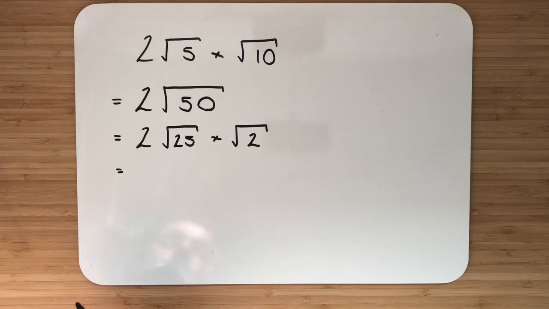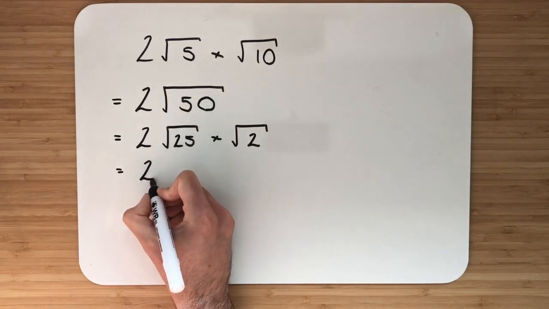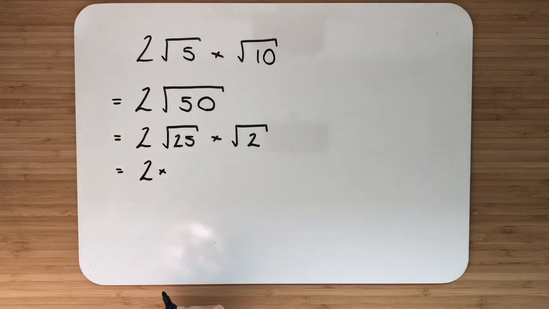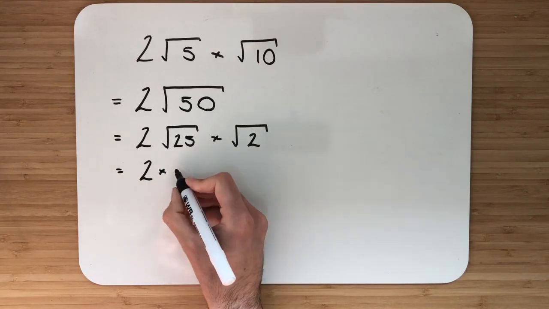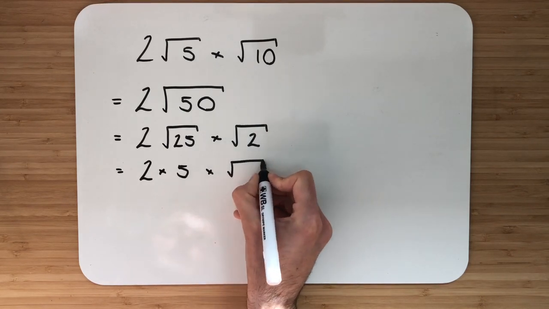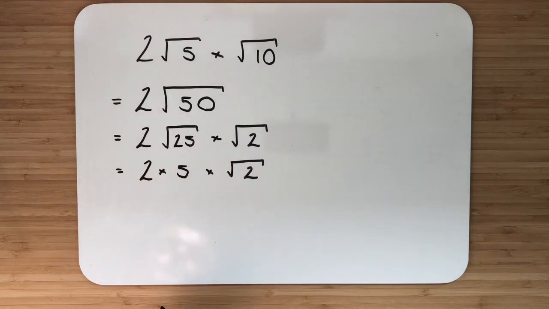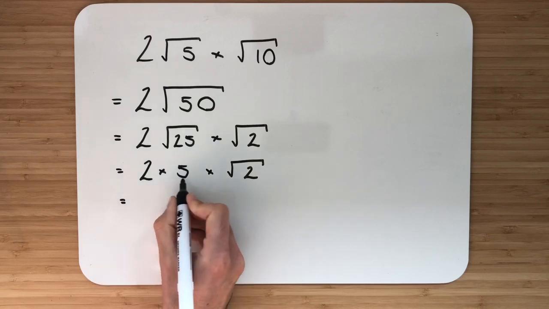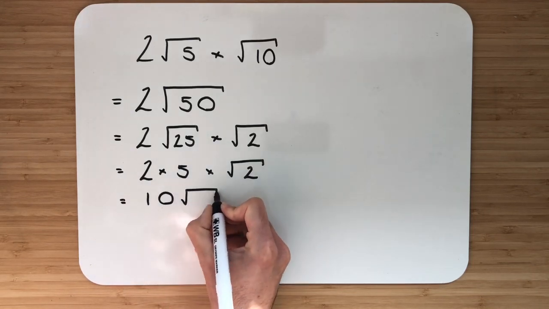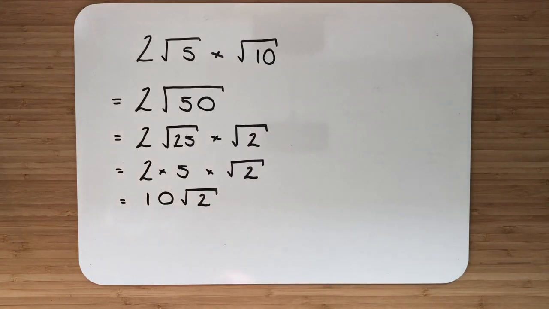So from there, let's simplify down. So I've got this 2. Now that is multiplying the root 25, so let's just put our multiplication symbol in. The square root of 25 is 5. Then I still have my multiplied by root 2. 2 multiplied by 5 is 10, and then we have our root 2.